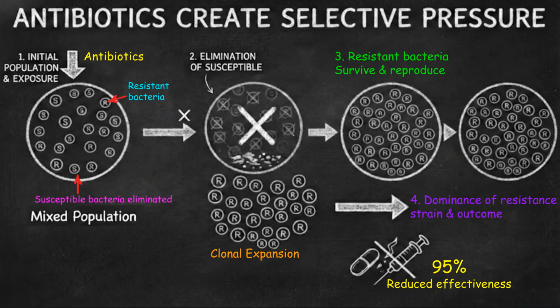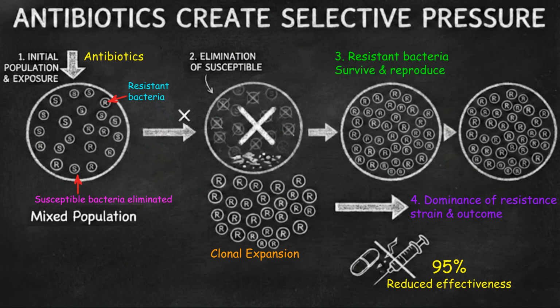At this point, most bacteria in the infection are resistant. Now, when antibiotics are present, they encounter a population that is no longer susceptible. The antibiotic can no longer eliminate the infection effectively. This leads to 95% reduced effectiveness. And the infection persists. This entire process doesn't require bacteria to consciously adapt.